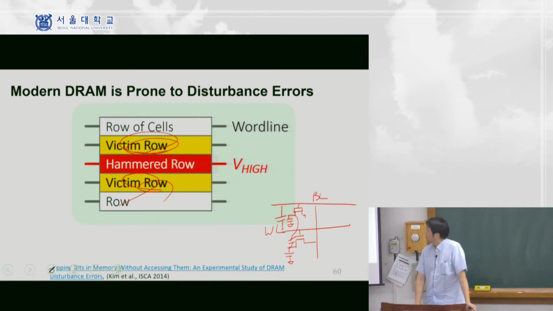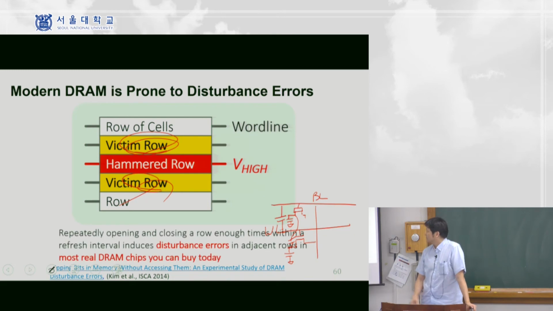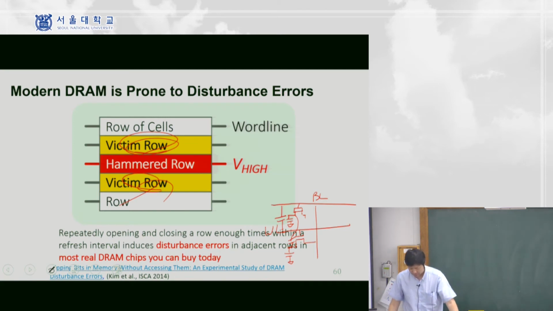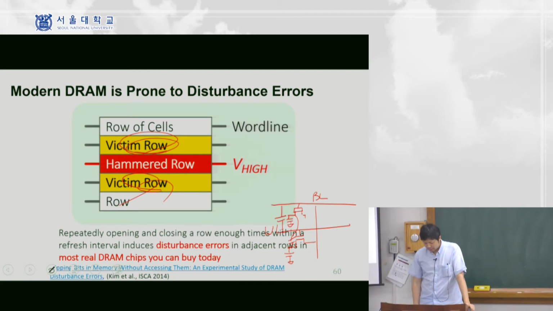Okay, so these victim rows are affected if you repeatedly open and close a row enough times within a refresh interval, because once a refresh interval passes, this value gets refreshed, right? Now the values become strong again, so they're less prone to these disturbance errors. But if, during a very short period of time, you repeatedly open and close a row enough times, then eventually that breaks the values in the other rows. Okay, so you can induce disturbance errors in adjacent rows in most real DRAM chips you can buy today.